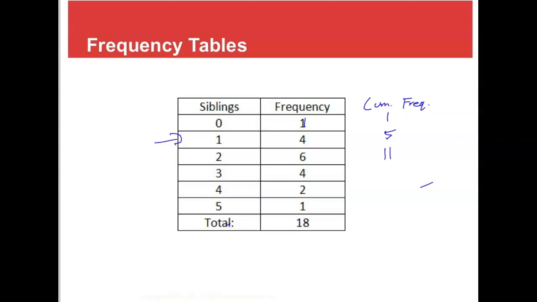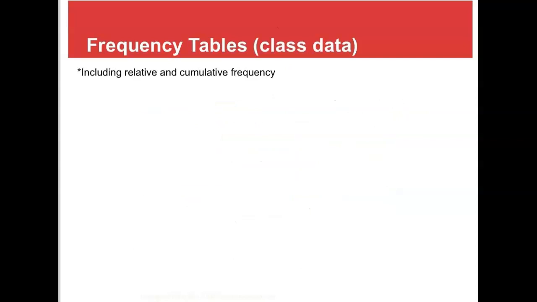11. And so what we're doing is adding all the preceding categories up as we go. And so at most 3 siblings would be 15. At most 4 siblings would be 17. And at most 5 siblings is everybody in the data set. So because there is a natural order, it makes sense to come up with cumulative frequency in that context. All right.